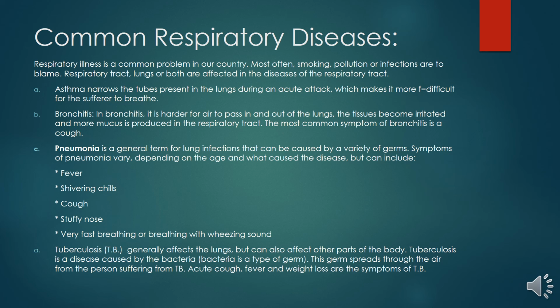Tuberculosis generally affects the lungs but can also affect other parts of the body. Tuberculosis is a disease caused by bacteria. This germ spreads through the air from the person suffering from TB. Acute cough, fever, and weight loss are the symptoms of tuberculosis. Now we should know the ways to prevent respiratory diseases.